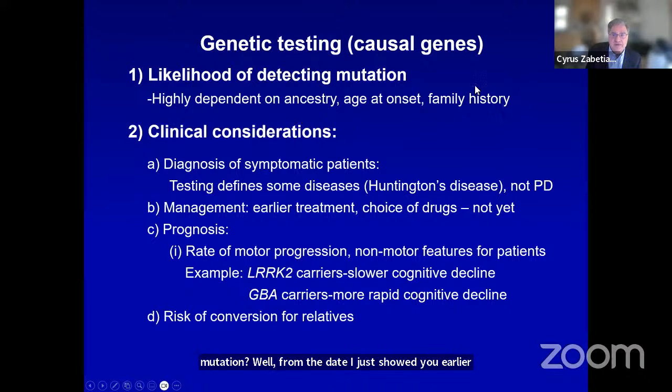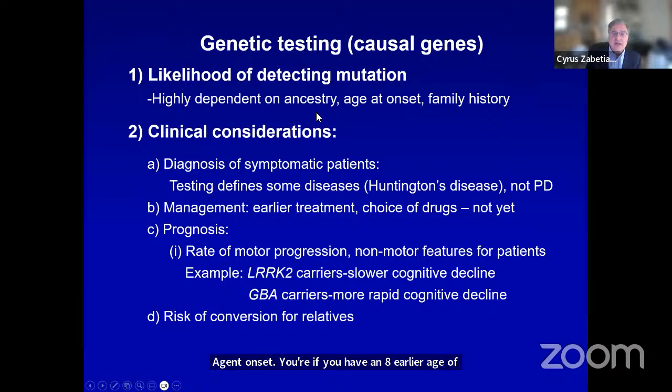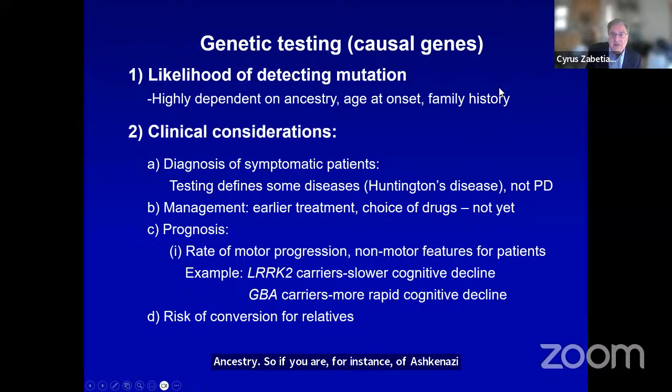Do you have a family history of the disease? If you don't, you're much less likely to find a mutation in the causal gene. Age at onset. If you have an earlier age of onset, more likely to find something. Ancestry. So if you are, for instance, of Ashkenazi Jewish ancestry or from North Africa, you're much more likely to have a mutation in G2019S.